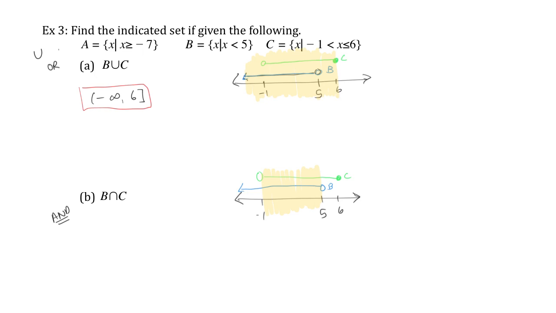So this would just go from -1 to 5. And both of those are going to have parentheses because we're not including -1 because of the symbol right here, and we're not including 5 because of that symbol right here.